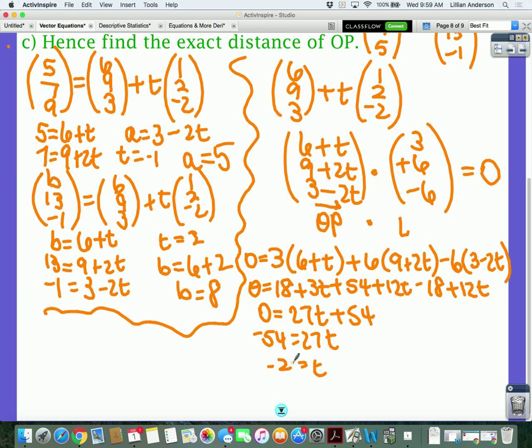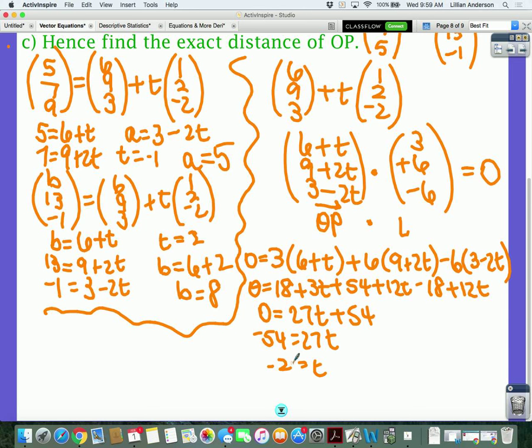So that is your parameter that you're going to plug in to figure out the coordinates of P into the equation for L, because P lies on L. In order to find the coordinates, we need to figure out the parameter, and that's what negative 2 was. So by setting up the equation, that allowed us to do that.